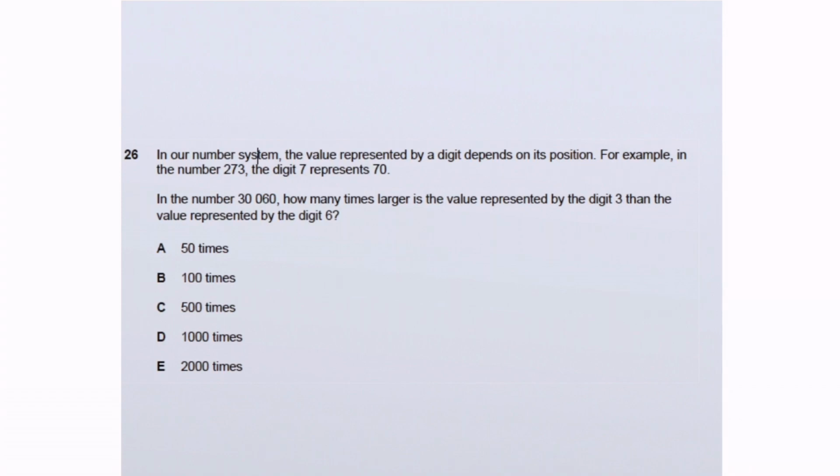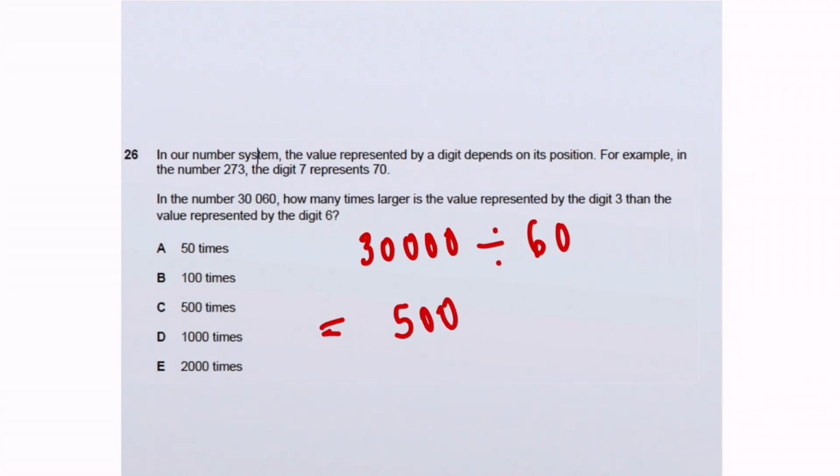So an approach to do this is to just figure out the value of the digit 3 and then separately the digit of 6 and then just to divide it. So the value of the digit 3 is 30,000. And then we are dividing by the value of the digit 6, which in our number is 60. And so we get 500. Thus, it is 500 times larger.